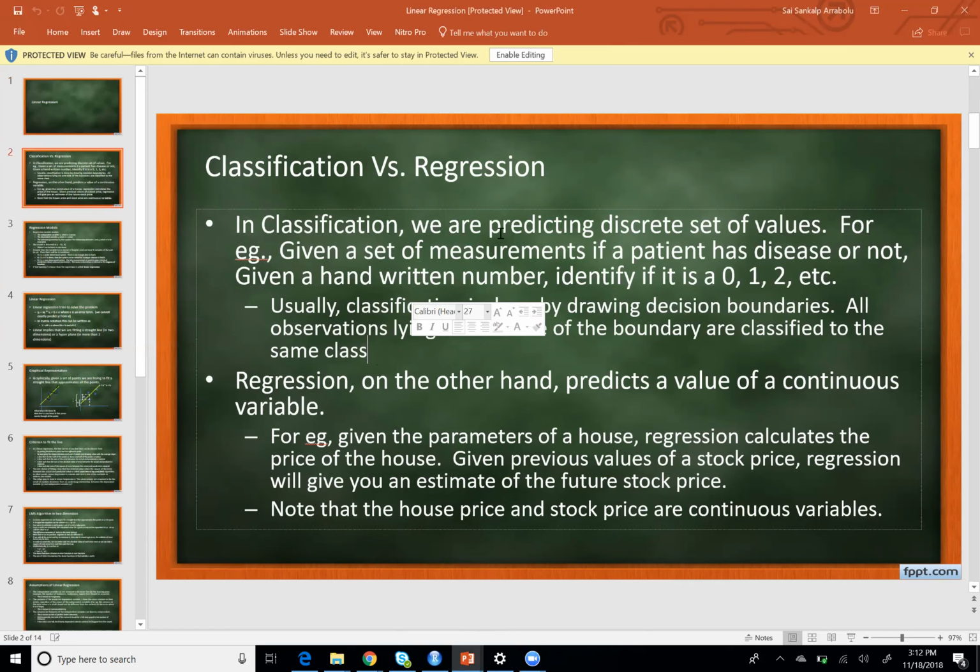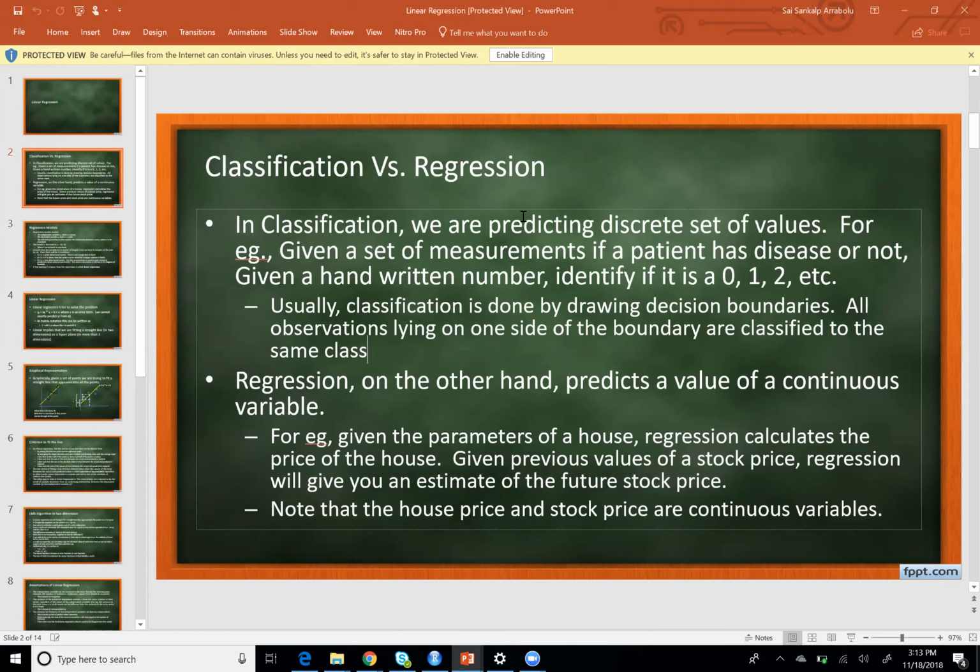There are two main methods in machine learning. Regression, on the other hand, predicts a continuous value. It's a prediction problem where you are predicting the nature of a particular variable. For example, take the stock price. Let's take Microsoft stock. It is varying between 100 and 110.